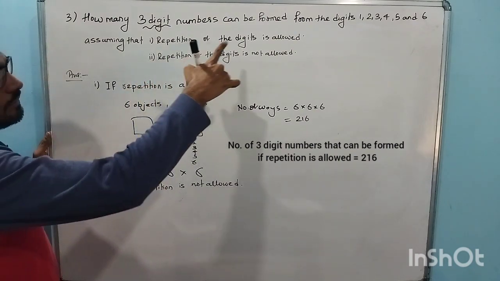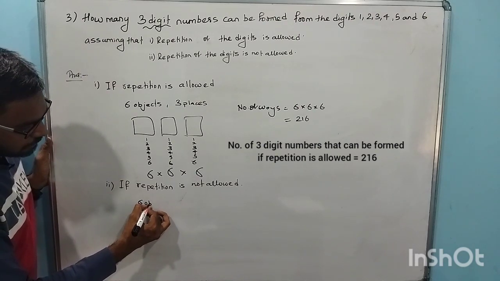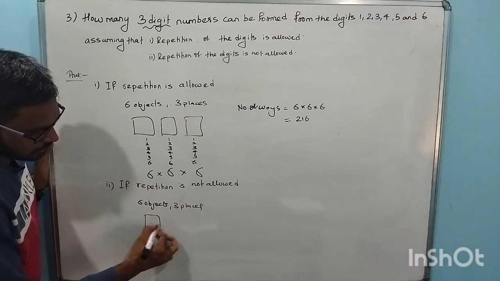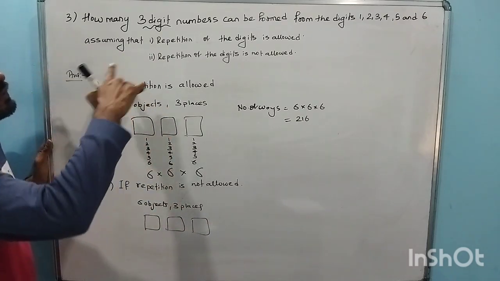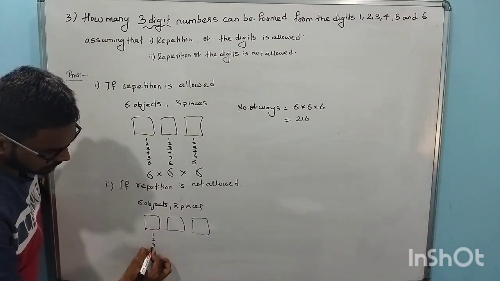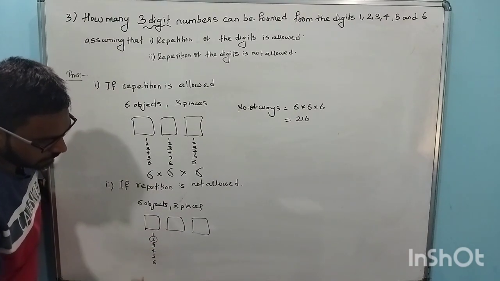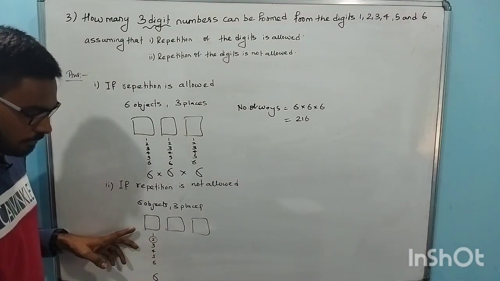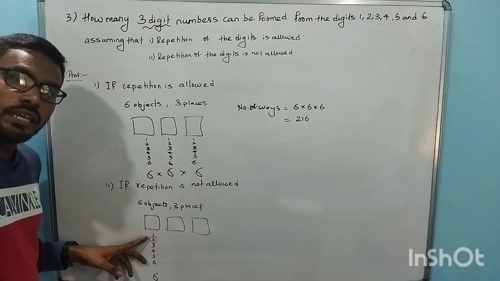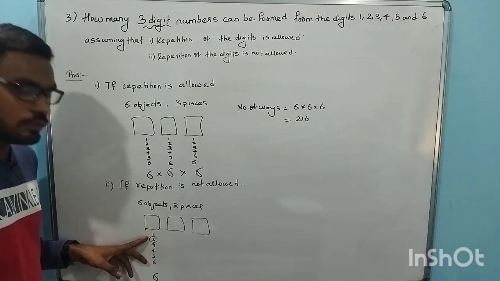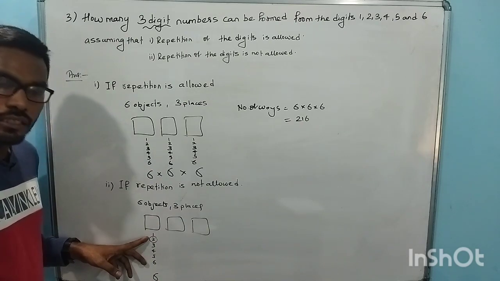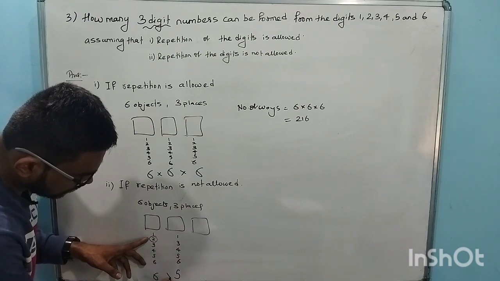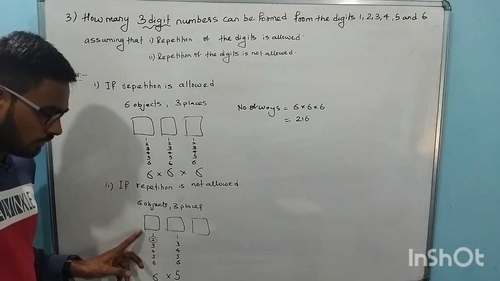Now there are 6 objects and 3 places again. Okay, so first, for example, out of 6 we select one. For example, we select this one. Out of 6 we can select any one for the first place. So if we select 2 here, then in the second place we can't select 2, we have to select out of the remaining 5. That is 1, 3, 4, 5, 6. So out of these 5 we have to select 1. Okay, we can't select 2 now.